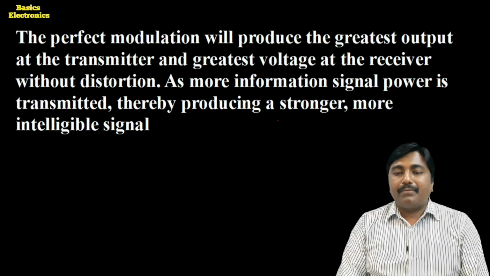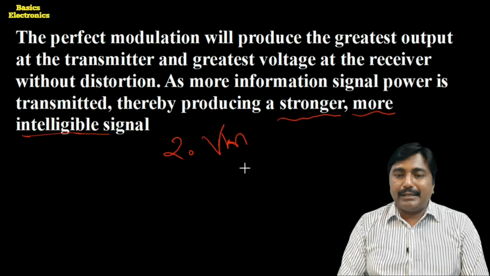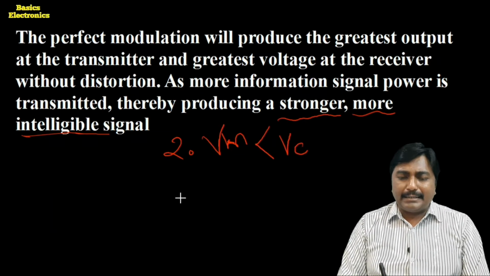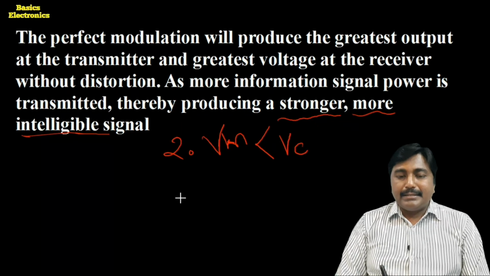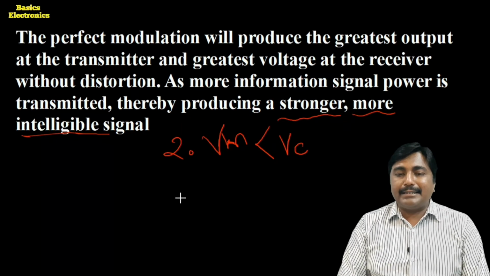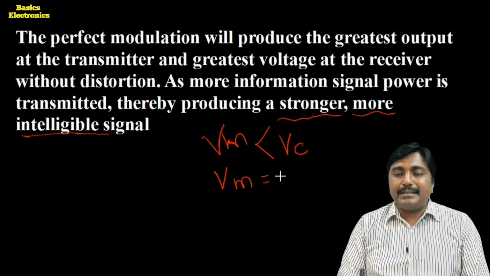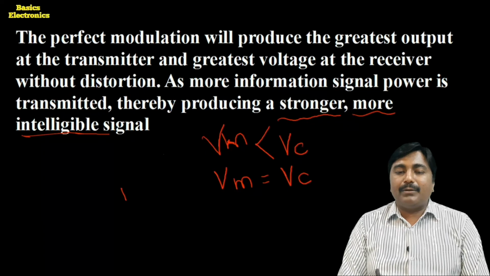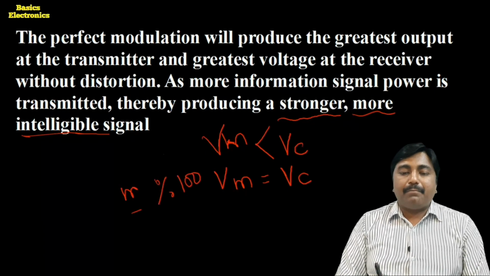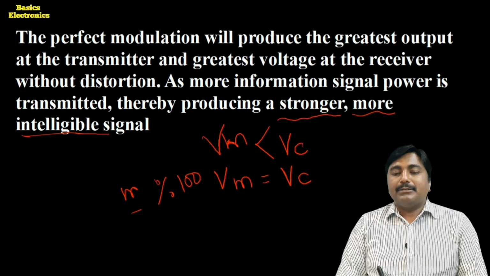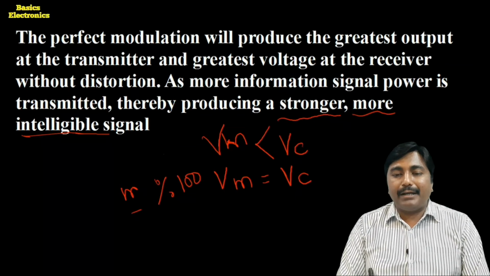When Vm, the modulating signal voltage, is less than Vc, we call it under modulation. The second condition we saw is when Vm equals Vc. Here the percentage modulation equals 100%. In this perfect modulation, the Vm value equals Vc, so we call it perfect modulation.